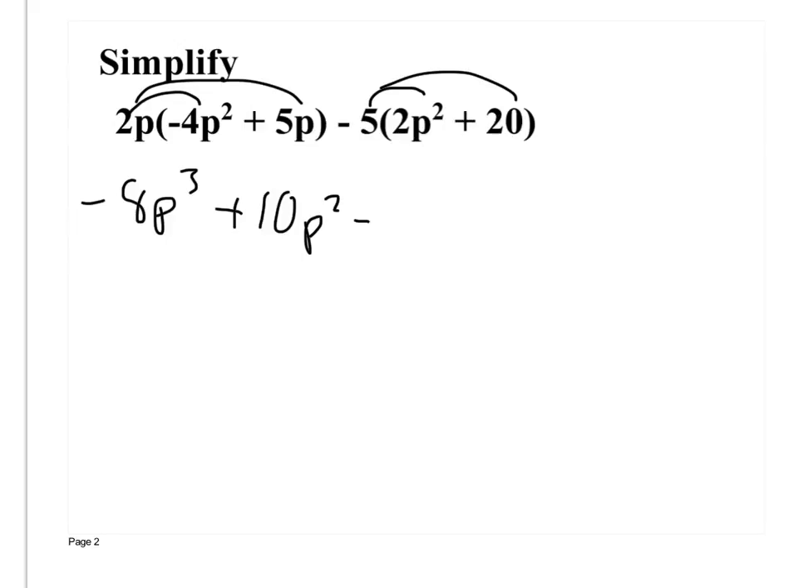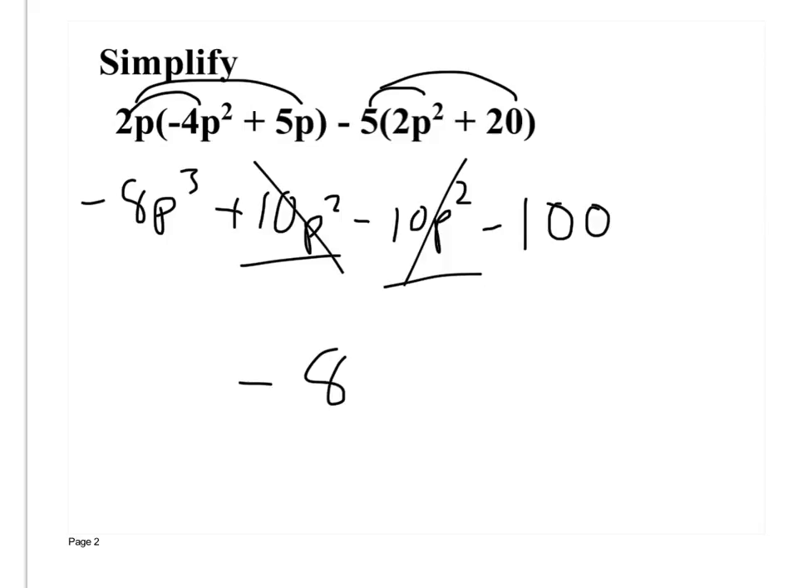Negative 5 times 2p squared is negative 10p squared. And negative 5 times 20 is negative 100. And then what you do is you simplify. You add the like terms, which there's like terms here. 10p squared and negative 10p squared cancel each other out. I'm left with negative 8p cubed minus 100.